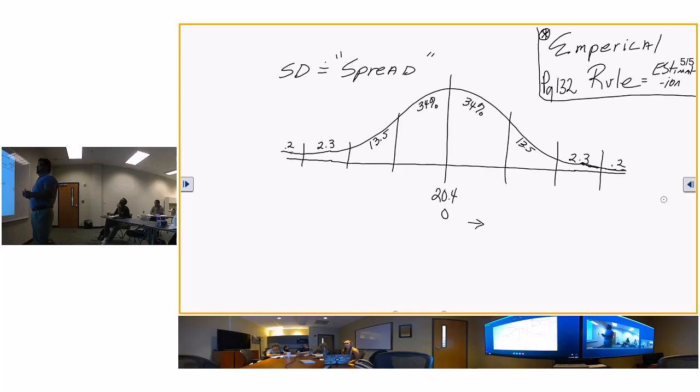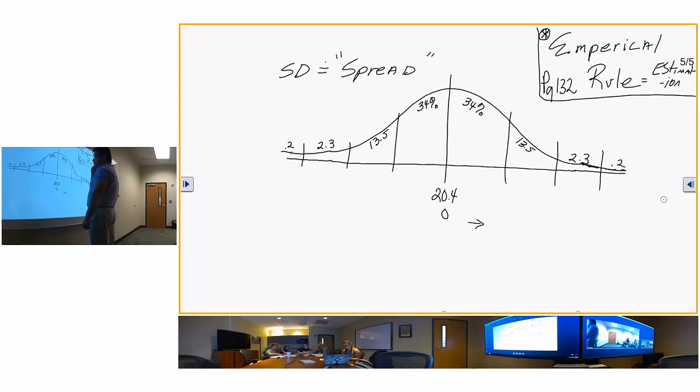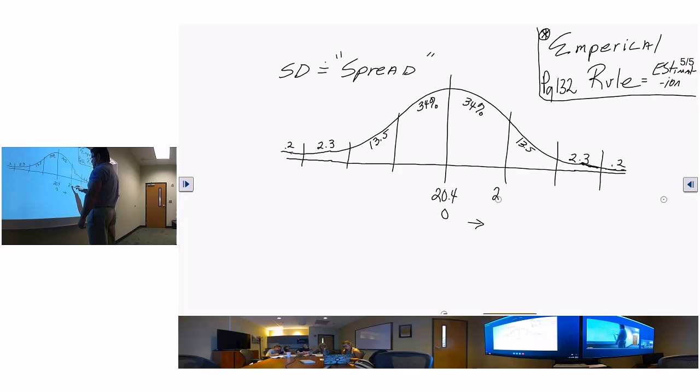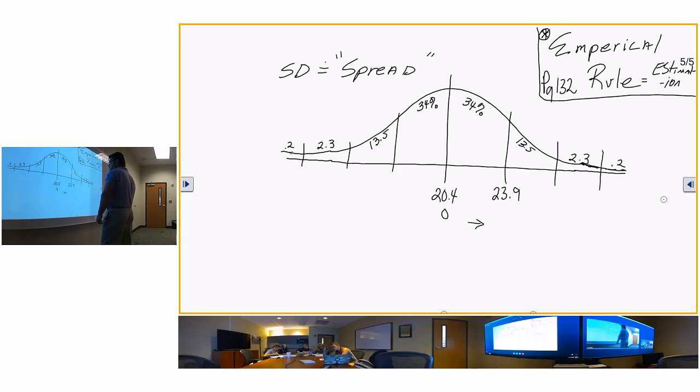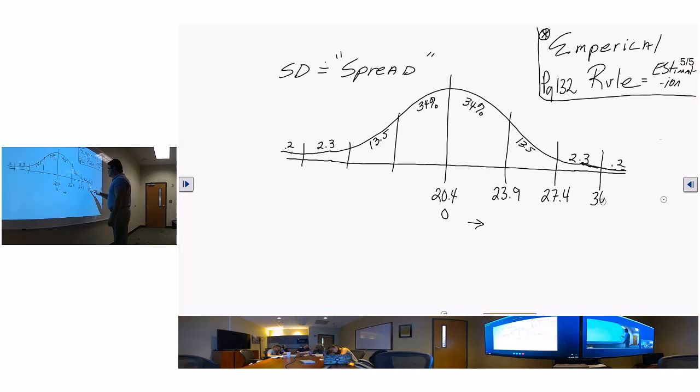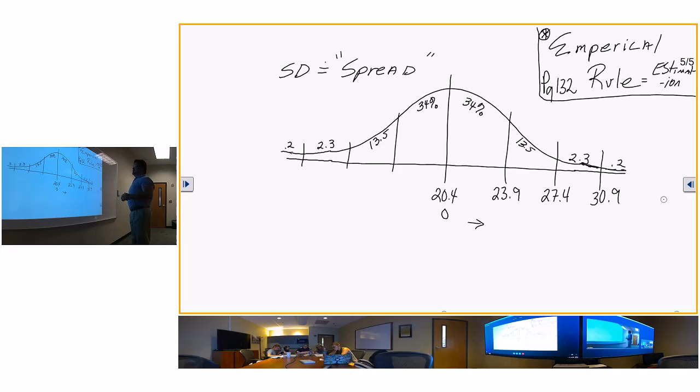Okay. So somebody give me the standard deviation. 3.5. So this is going to be 23.9. Somebody check me. You're going to take 20.4 and add 3.5. Now somebody add 3.5 here. 27.4. What's the standard deviation again? 3.5. So that's going to be 31.9, or 30.9.